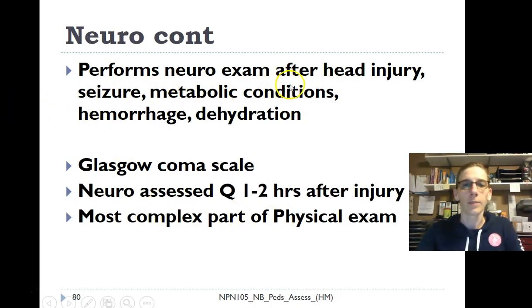Here we are. Performing the neuro exam after head injury, seizure, metabolic conditions, hemorrhage, and dehydration. Glasgow Coma Scale, just like you would for adults, neuro assessed every 1 to 2 hours after an injury, and the neuro assessment is the most complex part of the physical exam.